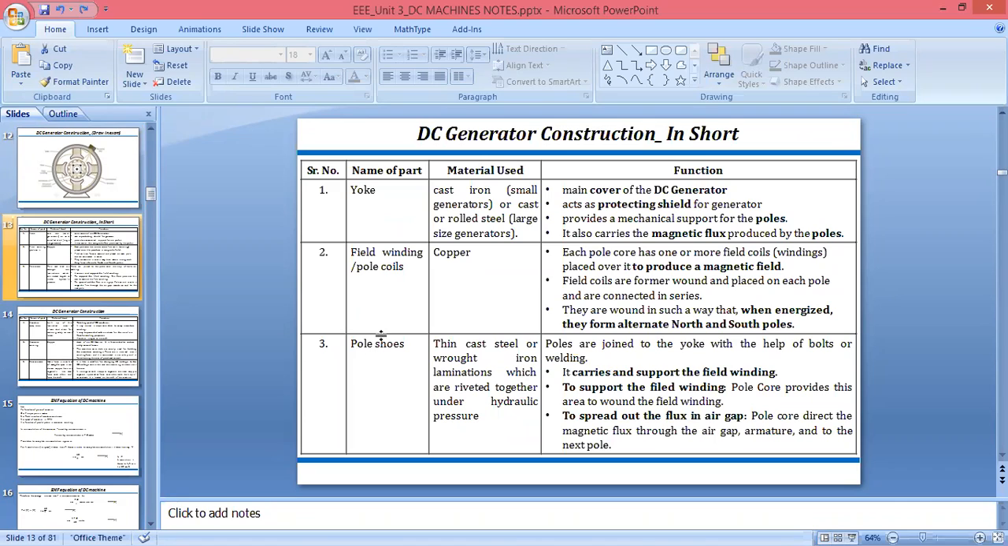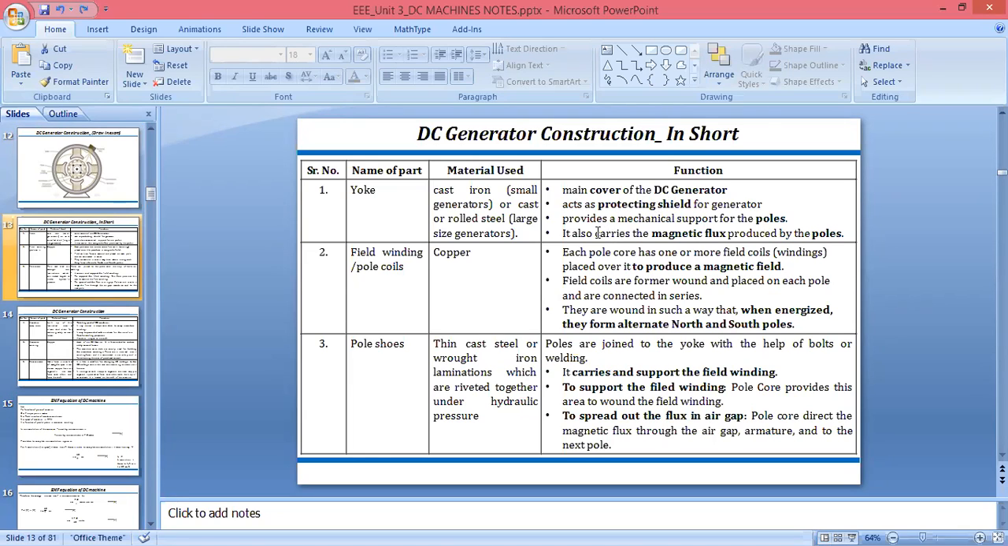We can say yoke is made from iron and it covers all the remaining parts of the DC generator because it is the outer surface, and it acts as a protecting shield because it protects our DC generator from external load. It will provide mechanical support for the pole because we are placing the pole inside the yoke.